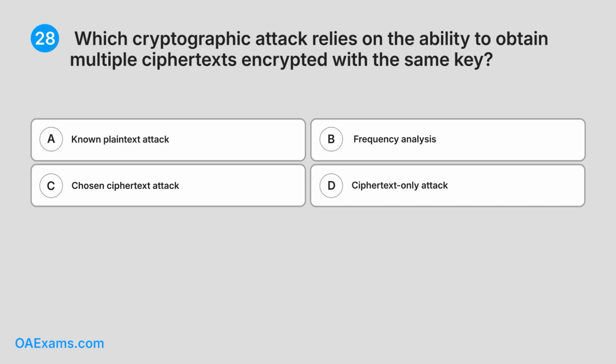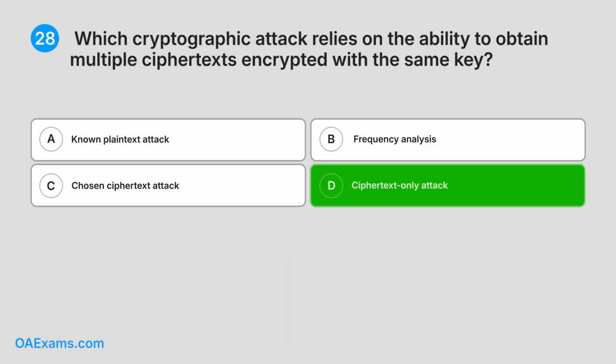A. Known plaintext attack. B. Frequency analysis. C. Chosen ciphertext attack. D. Ciphertext-only attack. What do you think is the answer? Correct answer: D. Ciphertext-only attack.